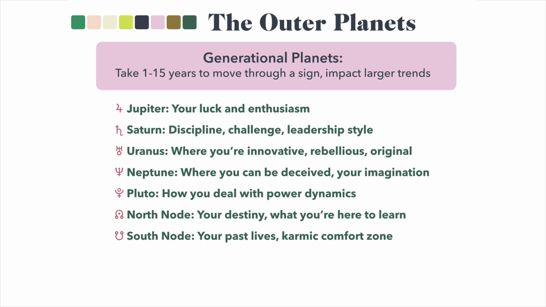Saturn shows where you may be fearful, where you may have to come into your own or overcome some obstacles. But it can also show where you can be a leader or a master because you've worked so hard to really nail whatever this is. Uranus moves every 7 to 8 years. So these last planets are very generational. It'll show where you're innovative, rebellious, original.